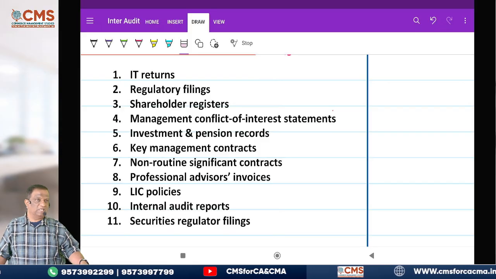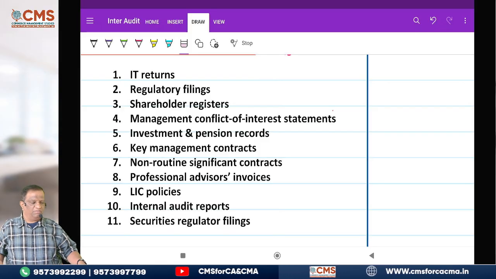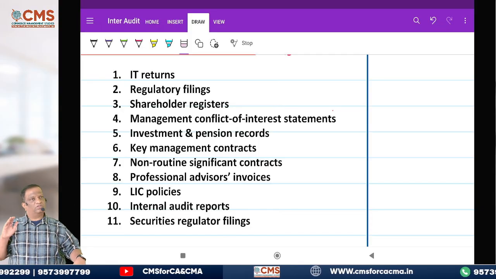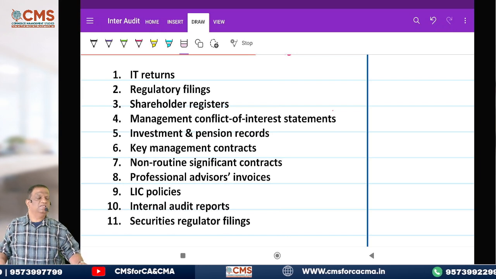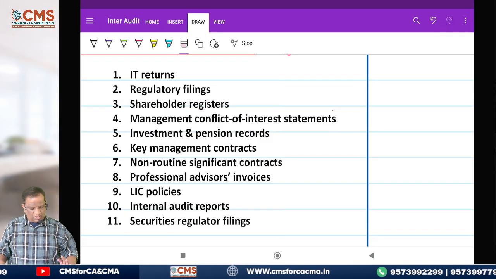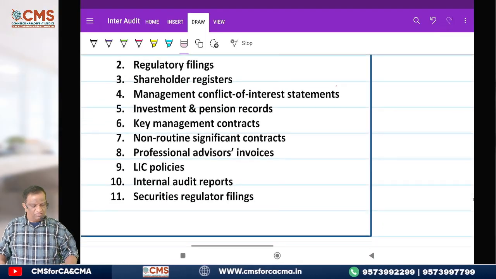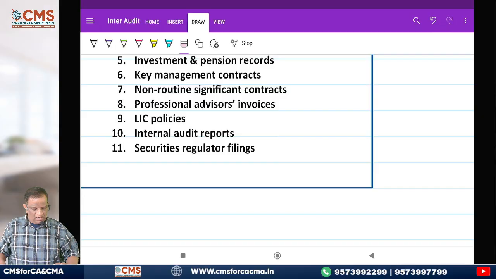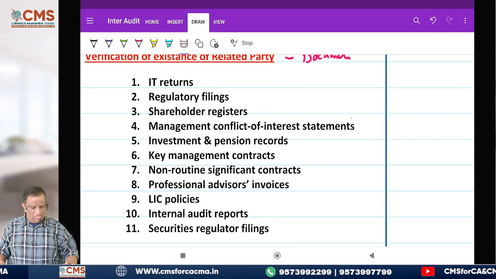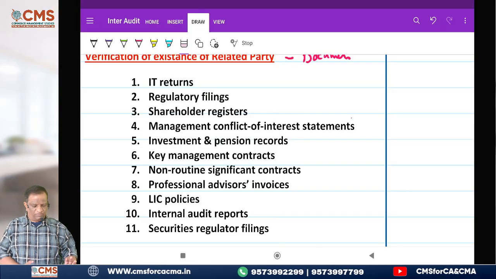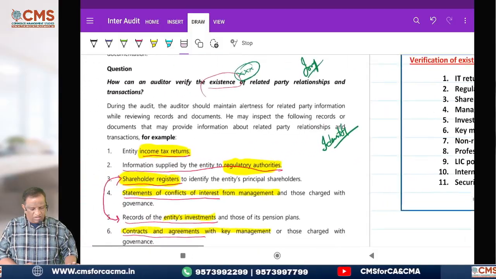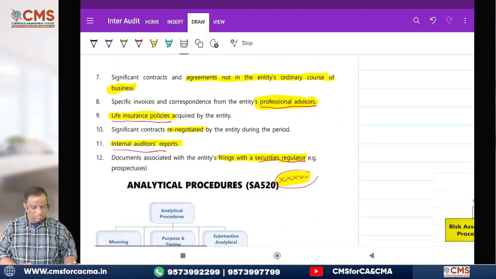And then LIC policies. Why LIC policies are important is, if the company is paying the life insurance premium of some person, then you know that he is a shadow director. So LIC policies also will tell you that. And internal audit reports, they would have identified things themselves in their workings. And then securities regulator filings. This is almost like the second point, repetitive. So your SEBI filings and all this. So these are the documents that I review to identify how the related party relationship can exist.